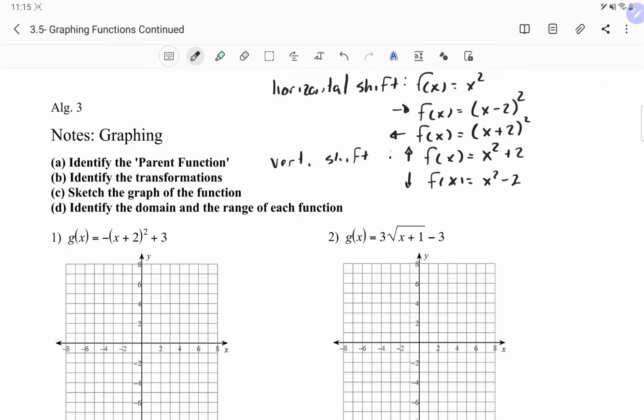And then we also have reflections about the x and the y axis. Okay, so a reflection about the x-axis is changing the entire function. So again, looking at the x squared, it would be f of x is equal to negative x squared. Okay, and then for the y-axis, so I'll do that over here, a y-axis reflection is if you're doing it to the inside. So f of x is equal to negative x squared.